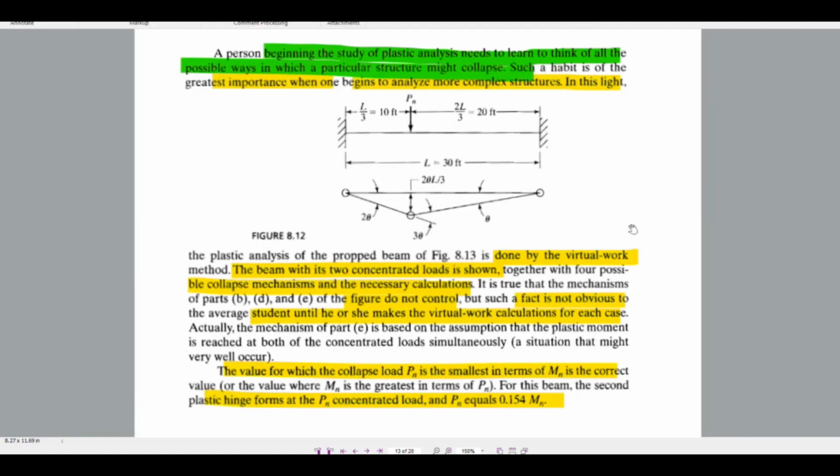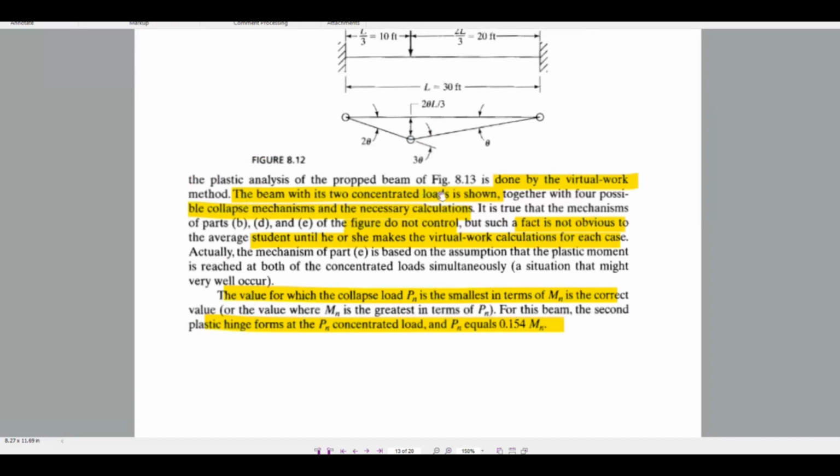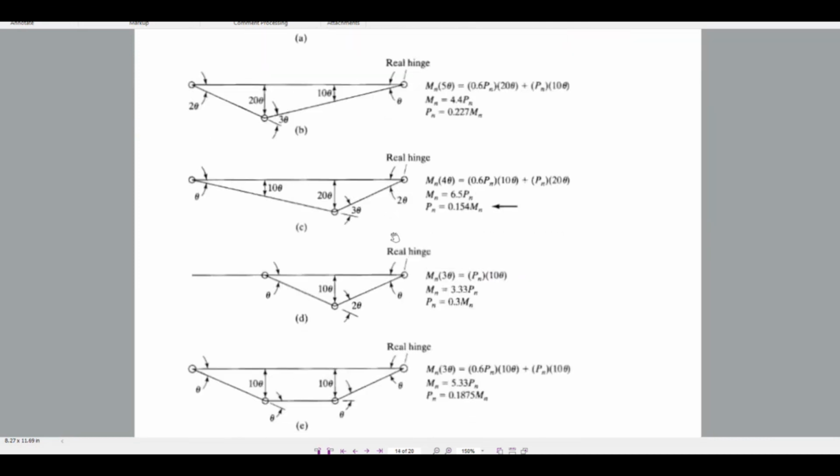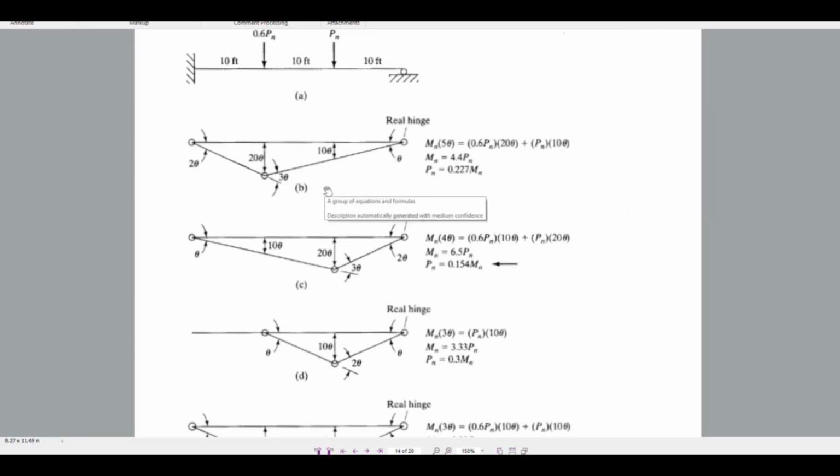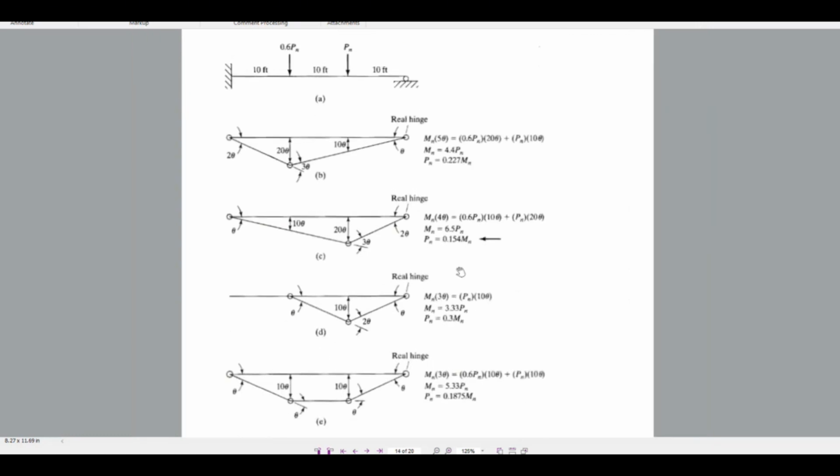Okay. The plastic analysis of the propped beam in 8.13 is done by the work method. The beam is shown with its two constants, together with the four possible collapse mechanisms and necessary calculations. It is true that mechanisms of parts B, C, D, E of the figure do not control. Here we will see. This is the propped cantilever with the possible mechanisms.